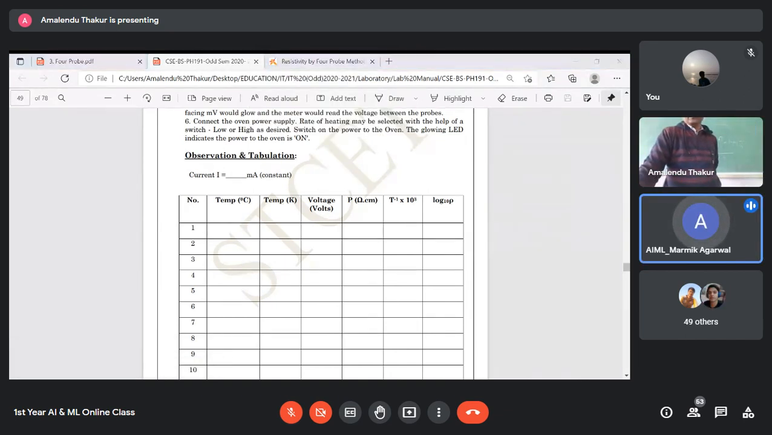Sir, what to write? You have to write the name of the experiment, theory, then working formula, then tables, calculation, graph, result. These are the things you have to write down. Sir, theory also? Theory means working formula. And every instruction is given there in the PDF assignment, according to your roll number.